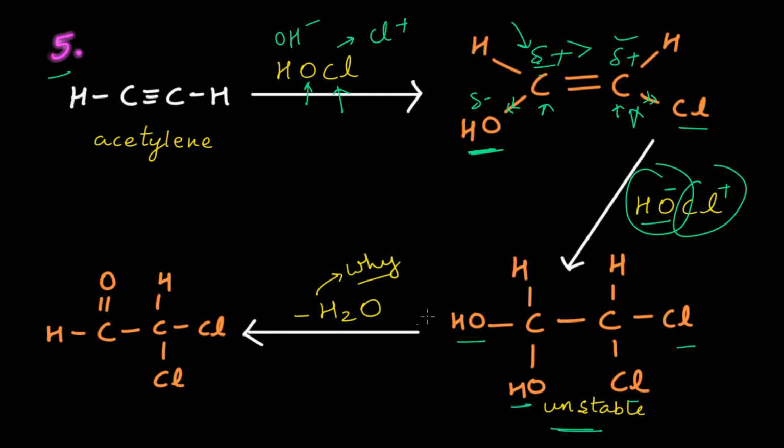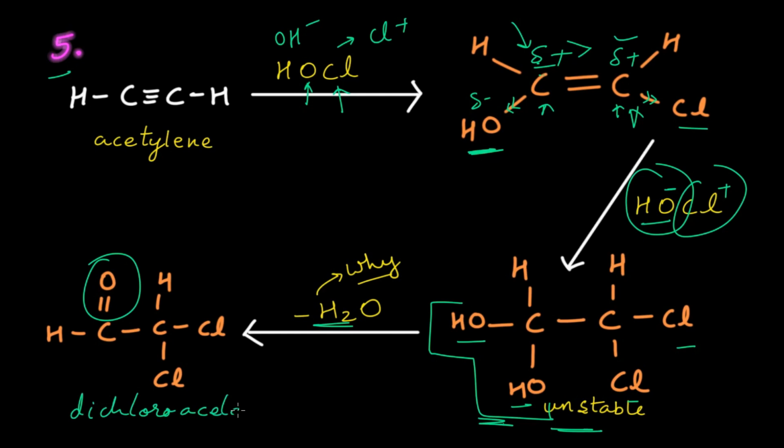Now as soon as you find this situation in any molecule, when two OH groups are present on the same carbon, you are going to remove H2O. Why? Because this intermediate is unstable. So as soon as you remove H2O, you will get a double bond O attached to the carbon, right? So this is your final product, dichloroacetaldehyde.